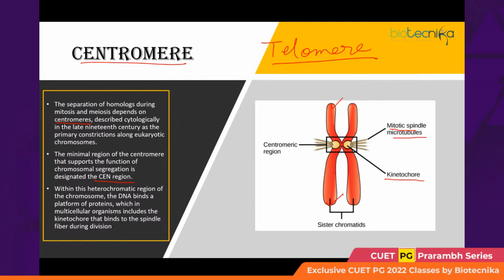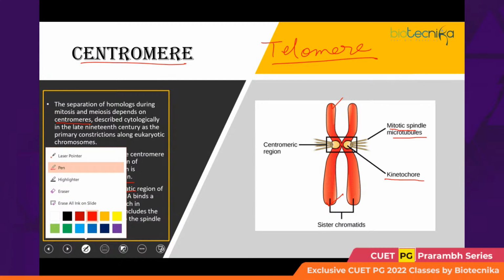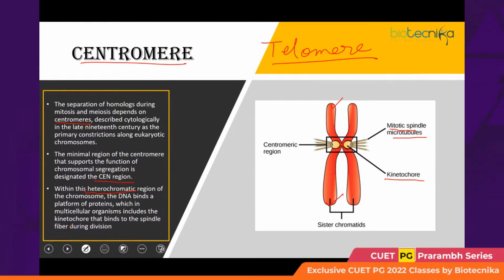Now this centromeric region is a heterochromatic region. It consists of various repetitive sequences and is usually transcriptionally inactive. It is very densely packed. In this heterochromatic region of the chromosome, the DNA binds a platform of protein that includes the kinetochore, which binds to the spindle fiber during the division. So that's why these centromeres are extremely important to make sure that the chromosomes are properly distributed.